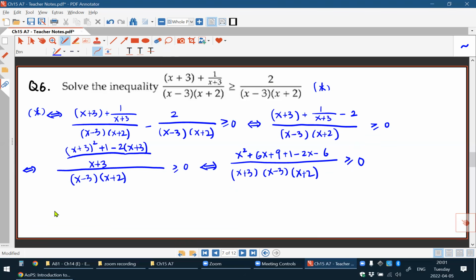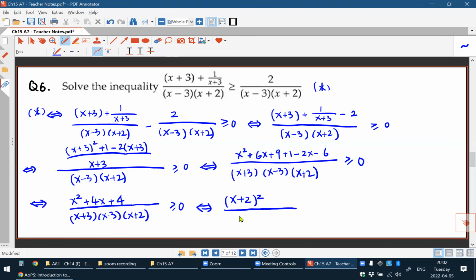Then let's simplify the numerator. The numerator is now x squared plus 4x, then 10 minus 6 is plus 4, over (x plus 3)(x minus 3)(x plus 2), greater than or equal to 0. And note here the numerator can be rewritten as (x plus 2) squared, over (x plus 3)(x minus 3)(x plus 2), greater than or equal to 0. Can you follow me?